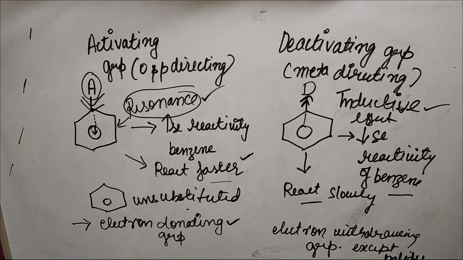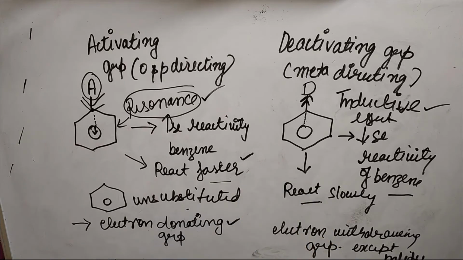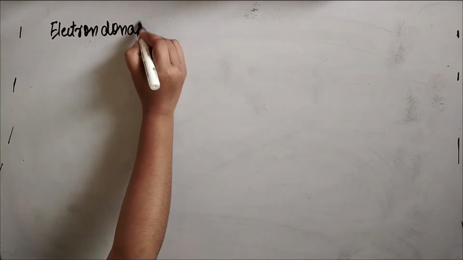In the case of an activating group, the electron density on the ring will get increased. So because of that, the benzene ring will become activated. While in the case of a deactivating group, the electron density on the benzene ring will get decreased. It will destabilize the benzene ring. So the benzene ring will react slowly, or the reactivity of benzene will get decreased. Now let's see how electron donating groups are ortho-para directing and electron withdrawing groups, or deactivating groups, are meta directing.